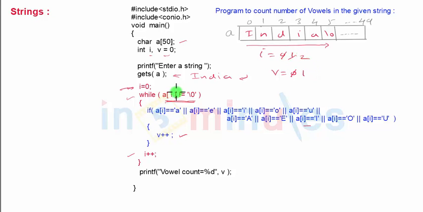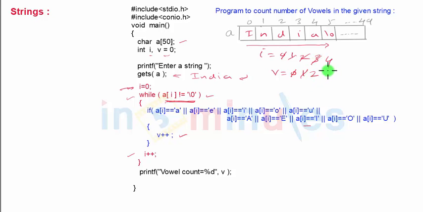i becomes 2. It checks whether A2 is not null, true. Now it will check whether A2, that is D, is one of a, e, i, o, u or uppercase A, E, I, O, U. It is not. So again the counter will not increment. i will move to 3 by i++. The condition is true. It checks whether A of 3, that is A of i, is a, e, i, o, u lowercase or uppercase. It is true. This time the vowel count increments to 2.